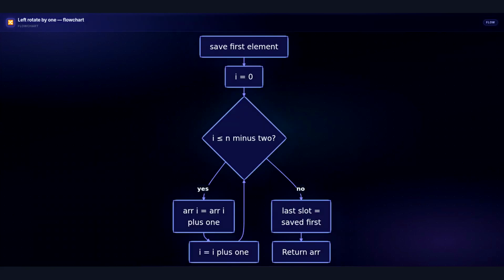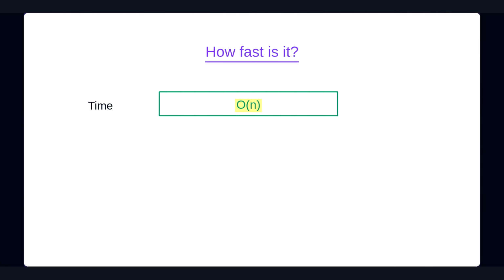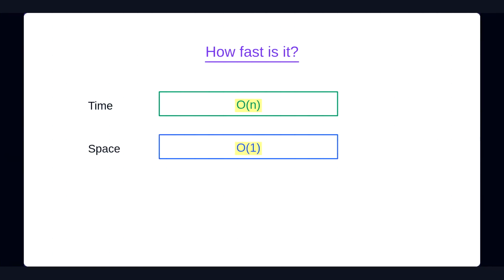We stash the first element, then shift each slot to take its right neighbor until we reach the second last. Finally, we drop the saved value into the last slot and return. We move each element once, so order n time, and we only borrow one temporary holder for the first element, so order one space.